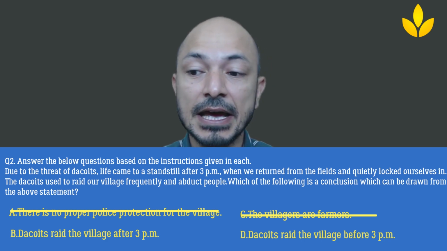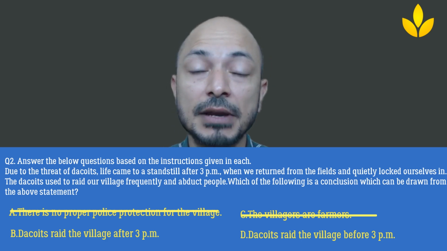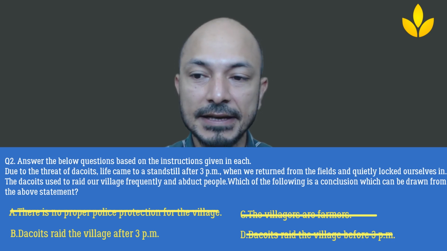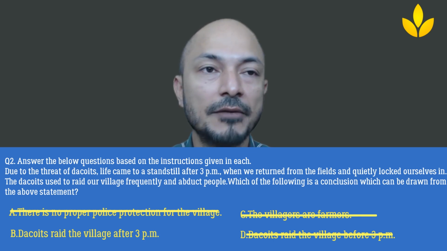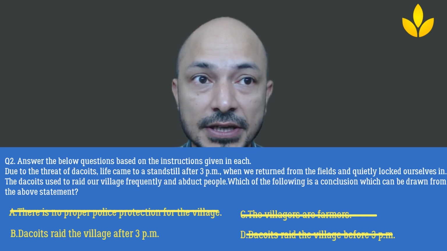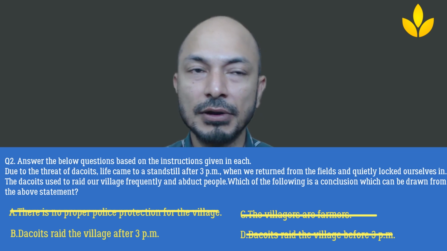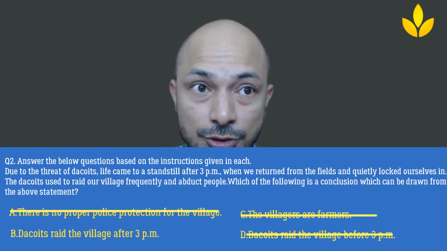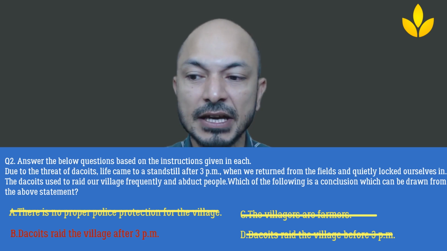And option D says, dacoits raid the village before 3 p.m. And I don't think this is going to be a possible conclusion because it says only after 3 p.m. life comes to a standstill and when dacoits raid the village. So once again, we can eliminate option D, which leaves us with the possible conclusion, which is option B, dacoits raid the village after 3 p.m.